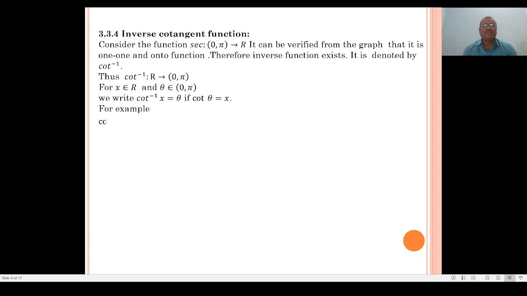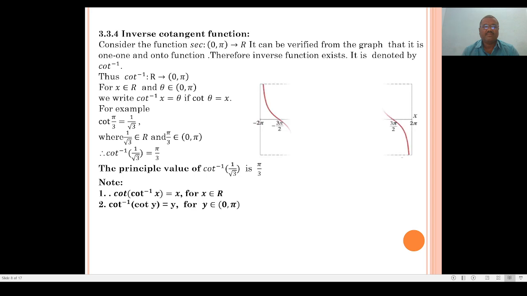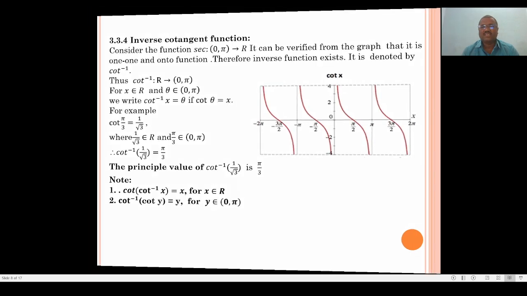For example, cot pi by 3 equals 1 by root 3, where 1 by root 3 belongs to R and pi by 3 belongs to 0 to pi. Therefore, cot inverse 1 by root 3 equals pi by 3, and the principal value of cot inverse 1 by root 3 is pi by 3. Note, cot of cot inverse x equals x for x belongs to R, and cot inverse of cot y equals y for y belongs to the open interval 0 to pi. This is the graph of cot x.